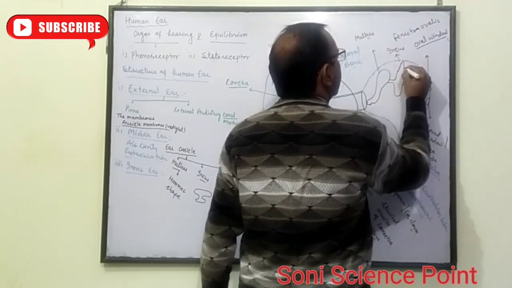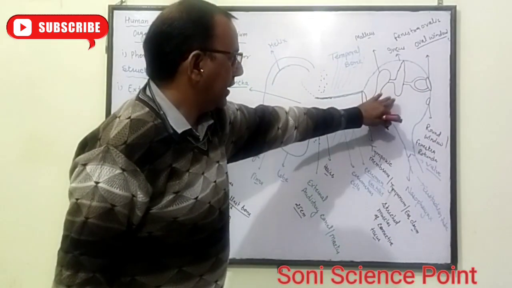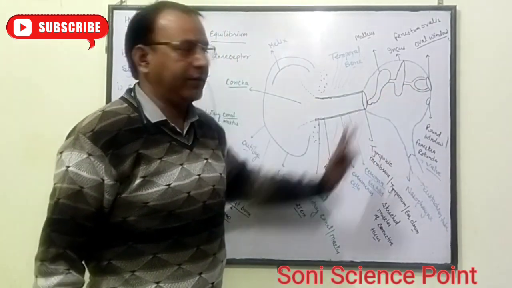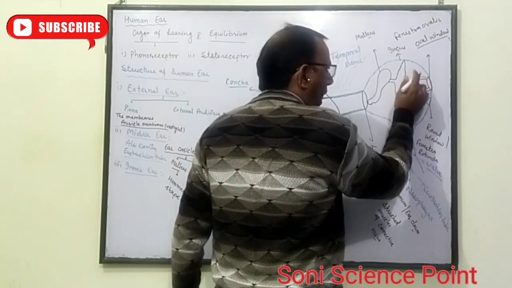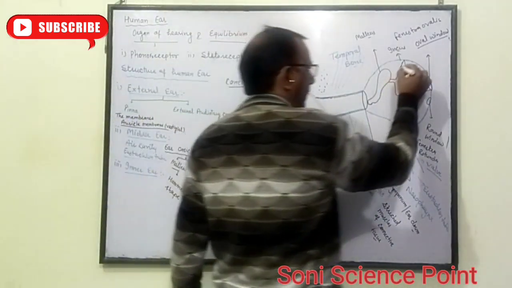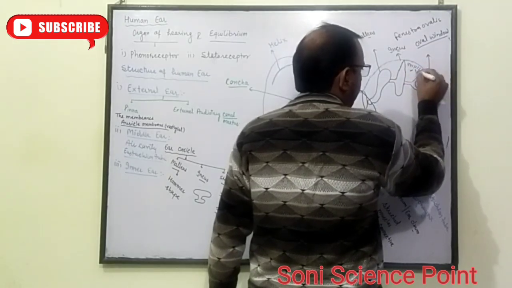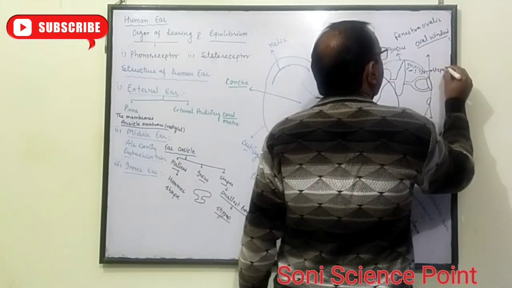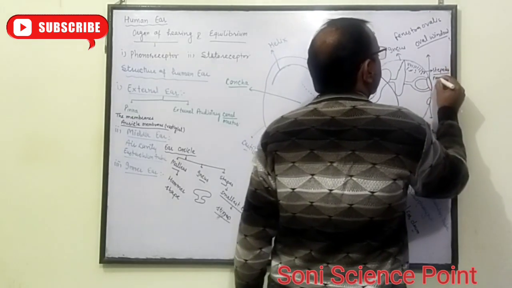This also remains attached to the air cavity. Incus is also attached to the air cavity, and the stirrup is also attached to the air cavity. The incus and stapes are attached by some muscles to the air cavity. These muscles are called stapes muscles.